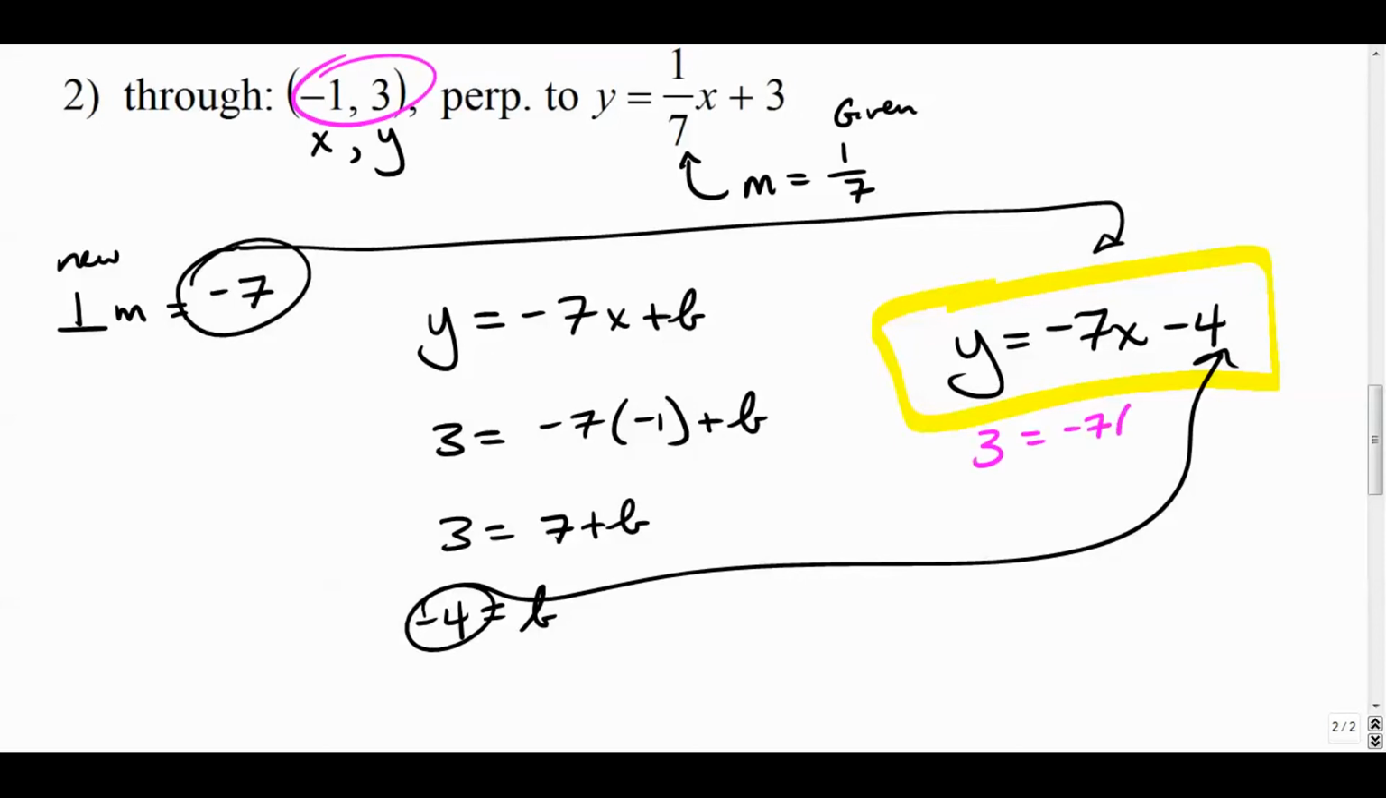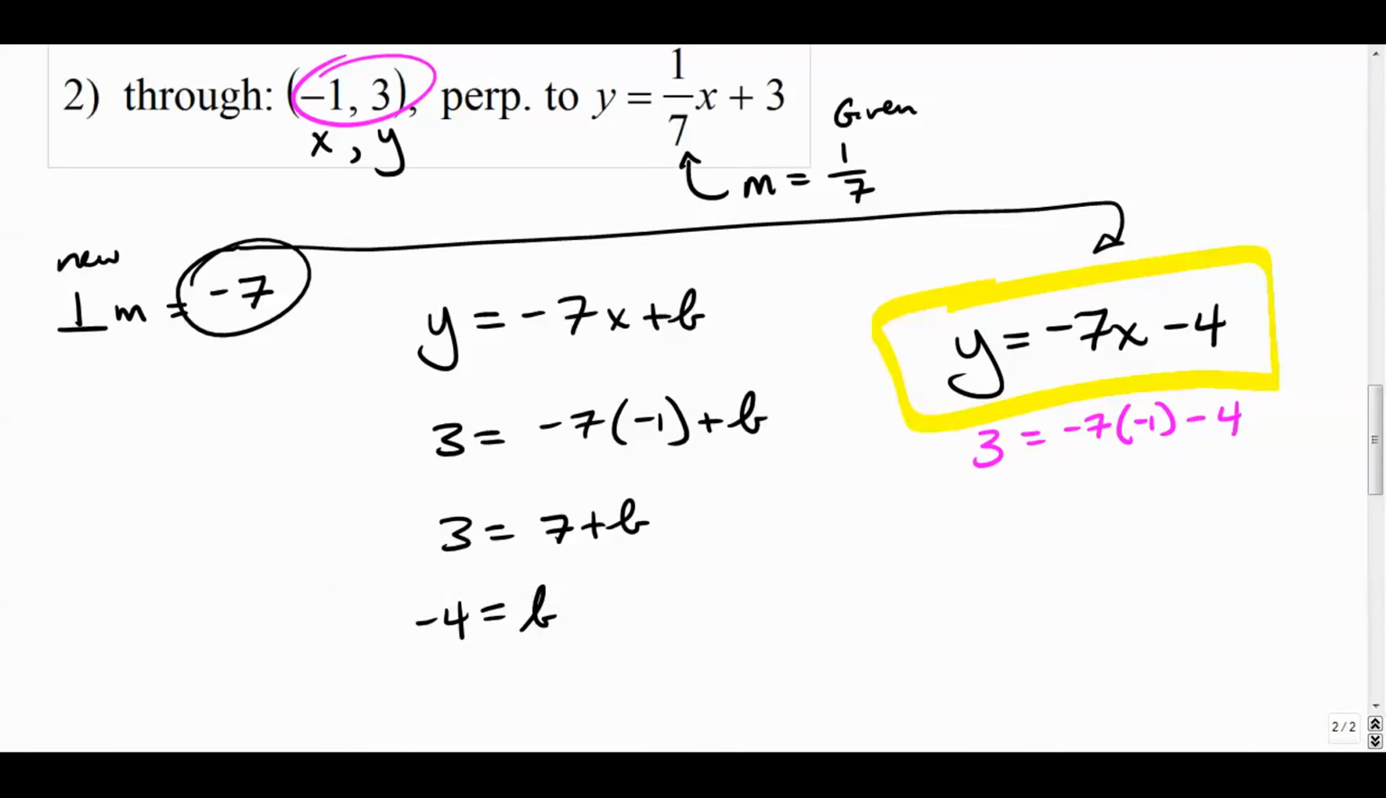I might just check to make sure that this actually fits. 3 is equal to -7 times -1 minus 4. And just confirm, 3 is equal to 7 minus 4. Yeah, 3 is equal to 3. That fits. And I know they're perpendicular because this slope and this slope are negative reciprocals of each other. And again, when you graph those, just make sure that, I think it helps to be in zoom 5.